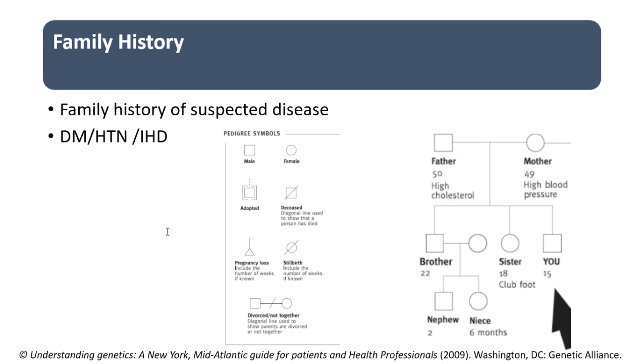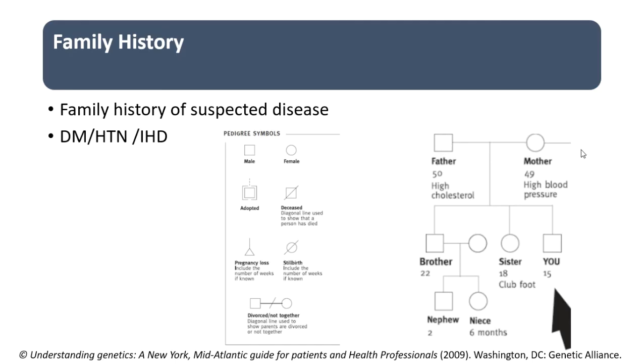And then you can ask about diabetes and hypertension. When you are talking about family history, pedigree drawings are very important. You should know the pedigree symbols. For pedigree, females are drawn as a circle, and for males you draw a rectangle.